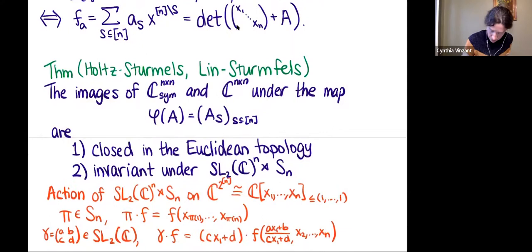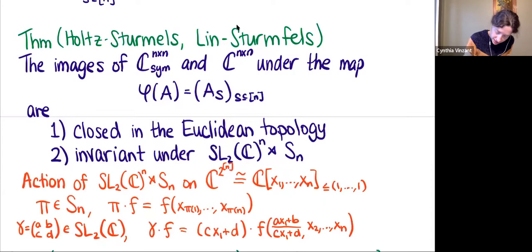And so the fact that this principal minor map is invariant under S_N is easy. We could do it right now. The fact that it's invariant under this action of SL2 to the n requires a bit more thought and work.